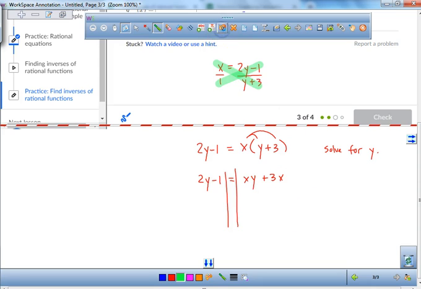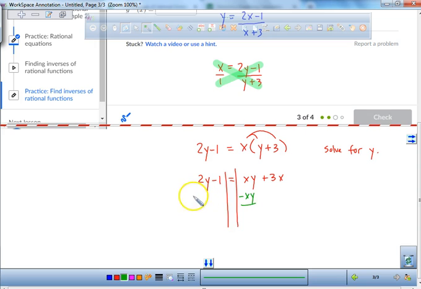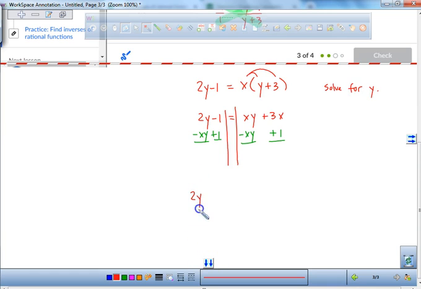I have to get all my y's to one side of the equal sign. The only way to get rid of an xy is to take away an xy on both sides. If I move all of my y's over here, I have to move all my numbers, anything else, to the other side. So I have to add 1. Now, 2y minus an xy, those are not like terms, so I have to leave it as 2y minus xy. And 3x and a positive 1 are not like terms either, so it's going to be 3x plus 1.